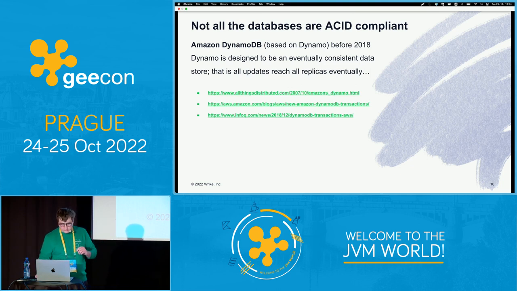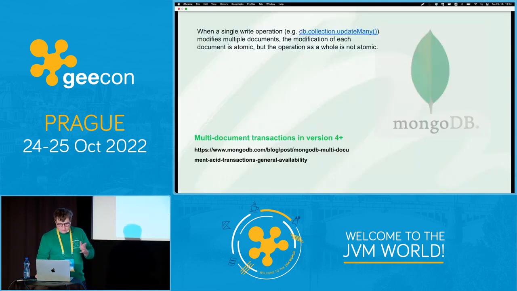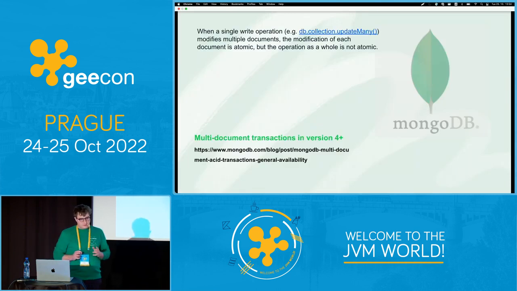We'll talk about that. So MongoDB, another example. Before version 4, Mongo did not allow multi-document transactions, which means that you couldn't update multiple documents atomically.